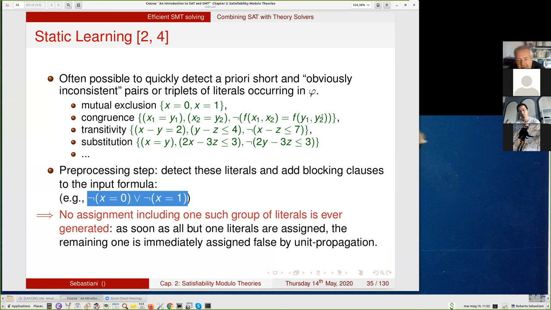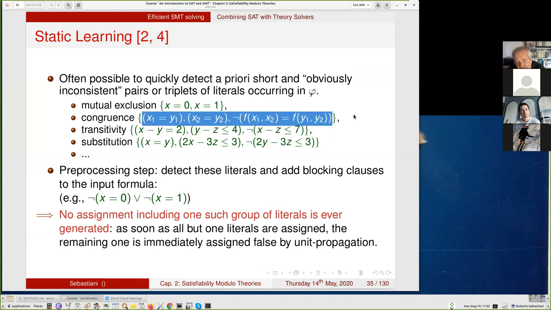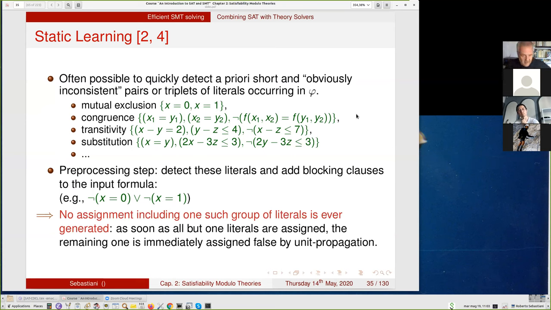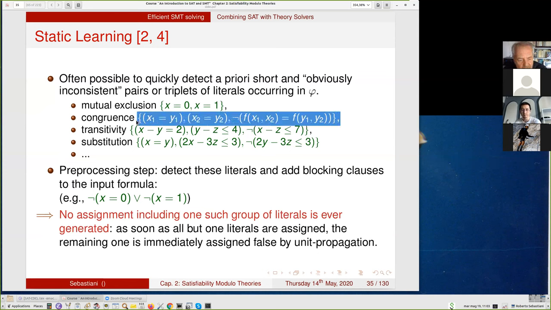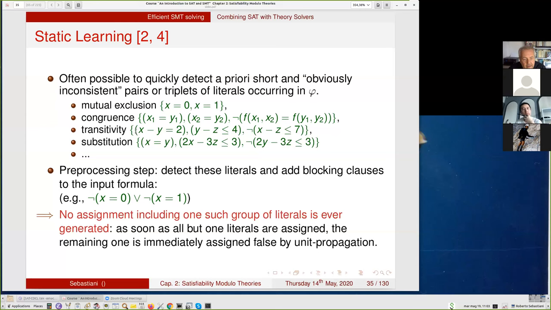Also, you can always detect congruence lemmas. So for instance, if you have this situation, then you can automatically add a clause saying that congruence must hold. This process is well known in logic and is called Ackermannization, introduced by Ackermann, and you frequently use it. You can also add constraints due to transitivity, right? So if x minus y is equal to 2 and y minus z is more than or equal to 4, then x minus z is more than or equal to 6 must be true. So if this is negated, it cannot hold. So this is a conflict set.